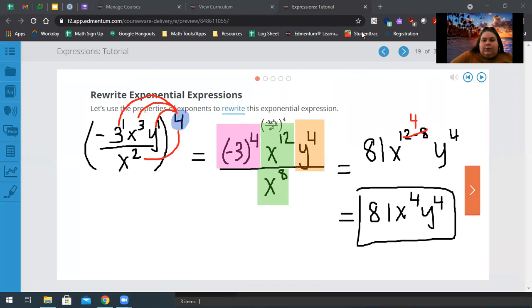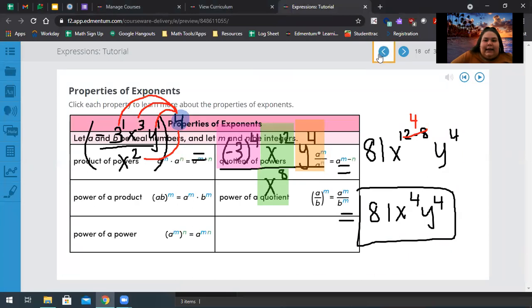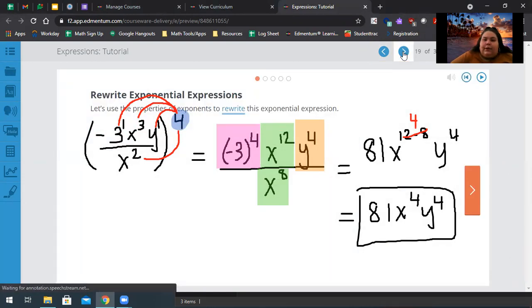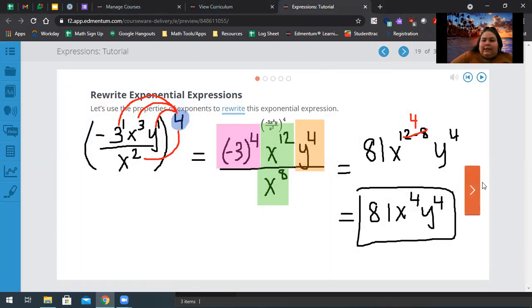And that's applying those rules that we learned in slide 18. So if you think about it, we use the power of a product, power of a power, quotient of powers, and also a combination of power of a quotient. So we use multiple properties all applied to this same one here.